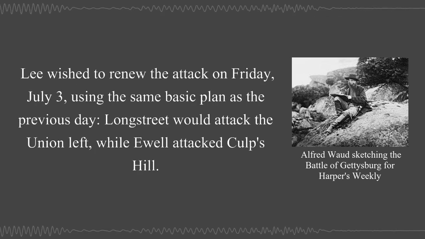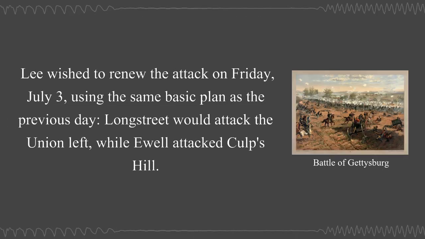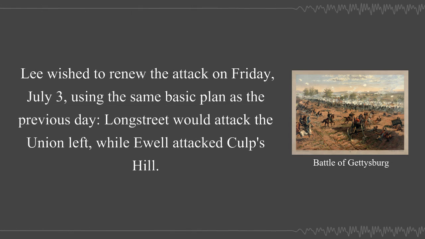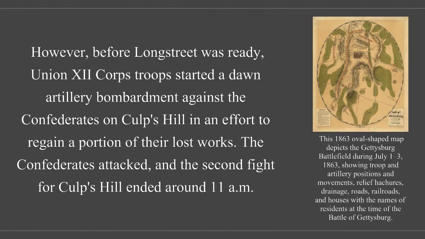Lee wished to renew the attack on Friday, July 3, using the same basic plan as the previous day. Longstreet would attack the Union left, while Ewell attacked Culp's Hill. However, before Longstreet was ready, Union I Corps troops started a dawn artillery bombardment against the Confederates on Culp's Hill in an effort to regain a portion of their lost works.